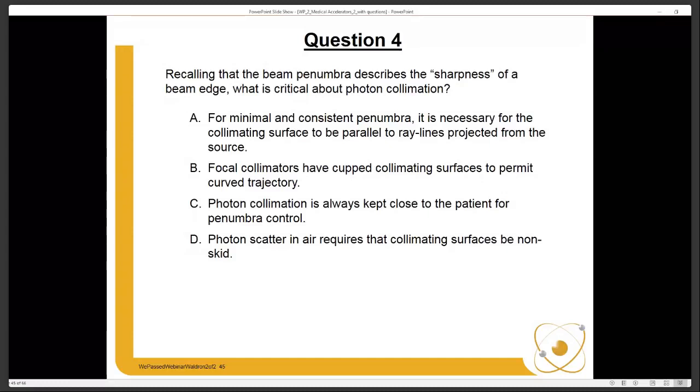Sure thing. We mentioned beam penumbra and sharpness of a beam edge. So what is critical about a photon collimator with regard to beam penumbra or the beam edge? Is it critical that for minimal and consistent penumbra, it is necessary for the collimating surface to be parallel to ray lines projected from the source? Is it critical that focal collimators have cupped collimating surfaces to prevent a curved trajectory? Is it critical that photon collimation is always kept close to the patient for penumbra control? Or is it critical that photon scatter in air requires that collimating surfaces be non-skid?